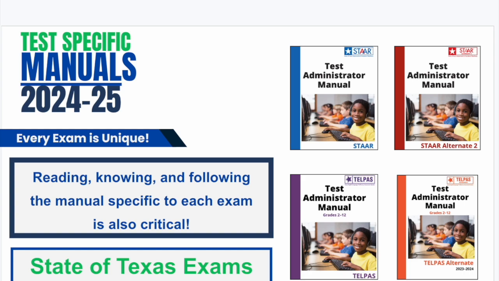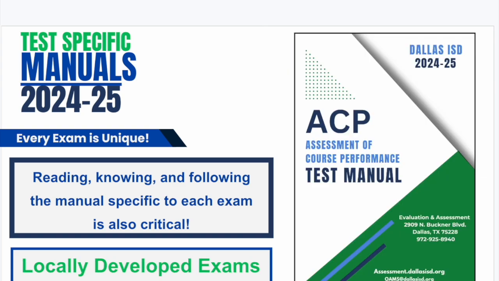Test manuals. Each assessment has its own manual that we must be aware of and review for each assessment. Again, reading, knowing, and following the manual specific to each exam is critical. Here are examples of the state of Texas exams. Okay, you have STAR and TELPAS. We also have local exams, but these are not applicable to our campus.